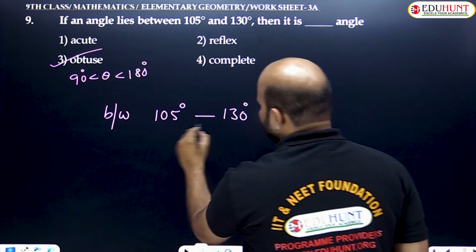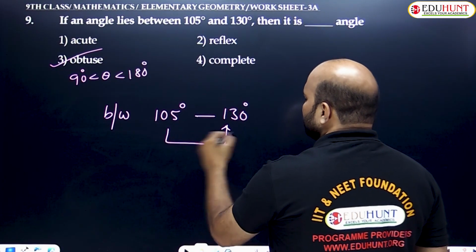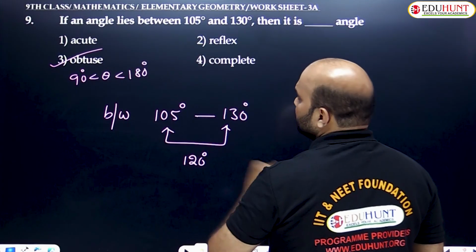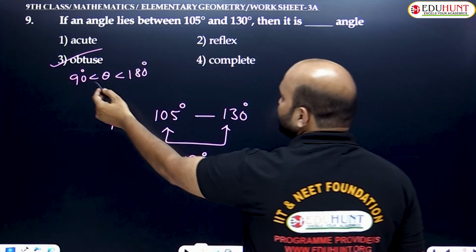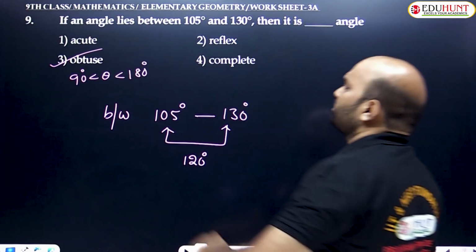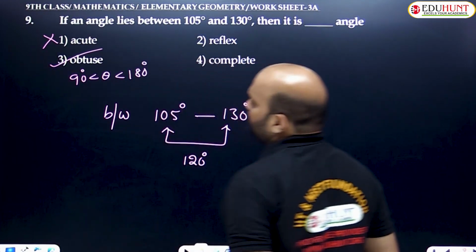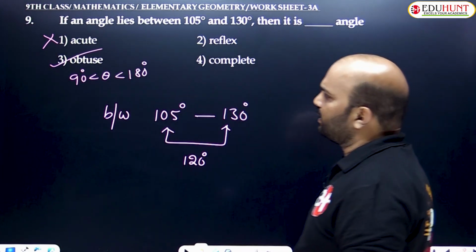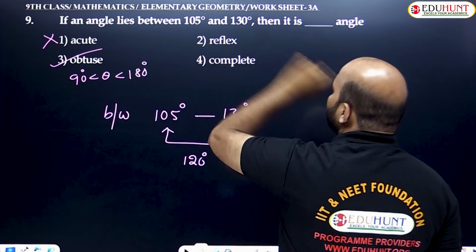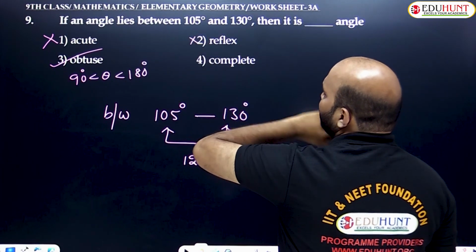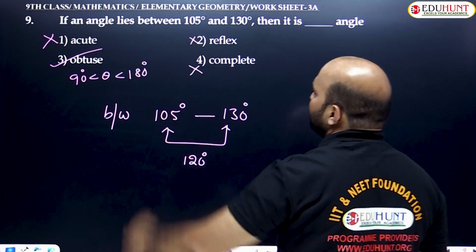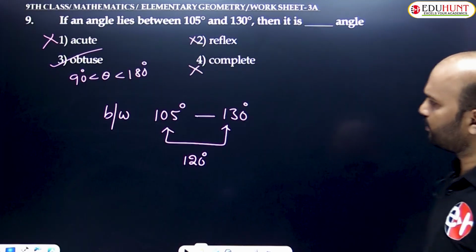The given angle is between 105 and 130 degrees. Suppose you take 120 degrees, it should be an obtuse angle, because an angle more than 90 degrees and less than 180 degrees is called obtuse. Acute fails because it is less than only 90 degrees. Here the angle is more than 105 and less than 130. Reflex also fails, since it is more than 180 and less than 360. Complete means 360 degrees, so that fails too. Which option is the right answer? Option 3 is the right answer.